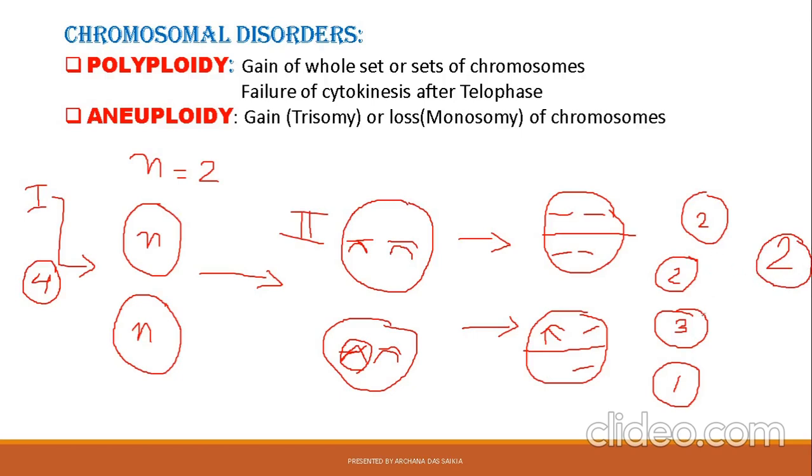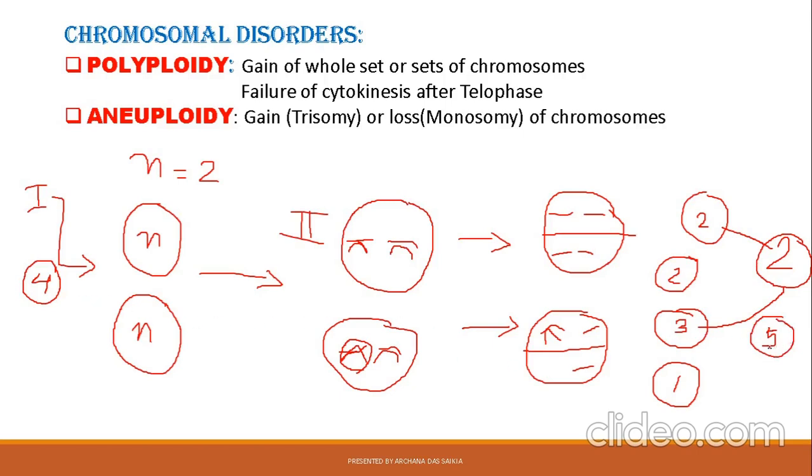Now randomly there will be fusion of the gametes. If it so happens that a normal sperm fuses with a normal egg, fine. It will form a zygote with 4 chromosomes. A normal individual will develop. But if it so happens that a normal egg fuses with this abnormal gamete 3, what will happen? It will develop into a zygote having 5 chromosomes, which is an abnormal number compared to the normal 4.